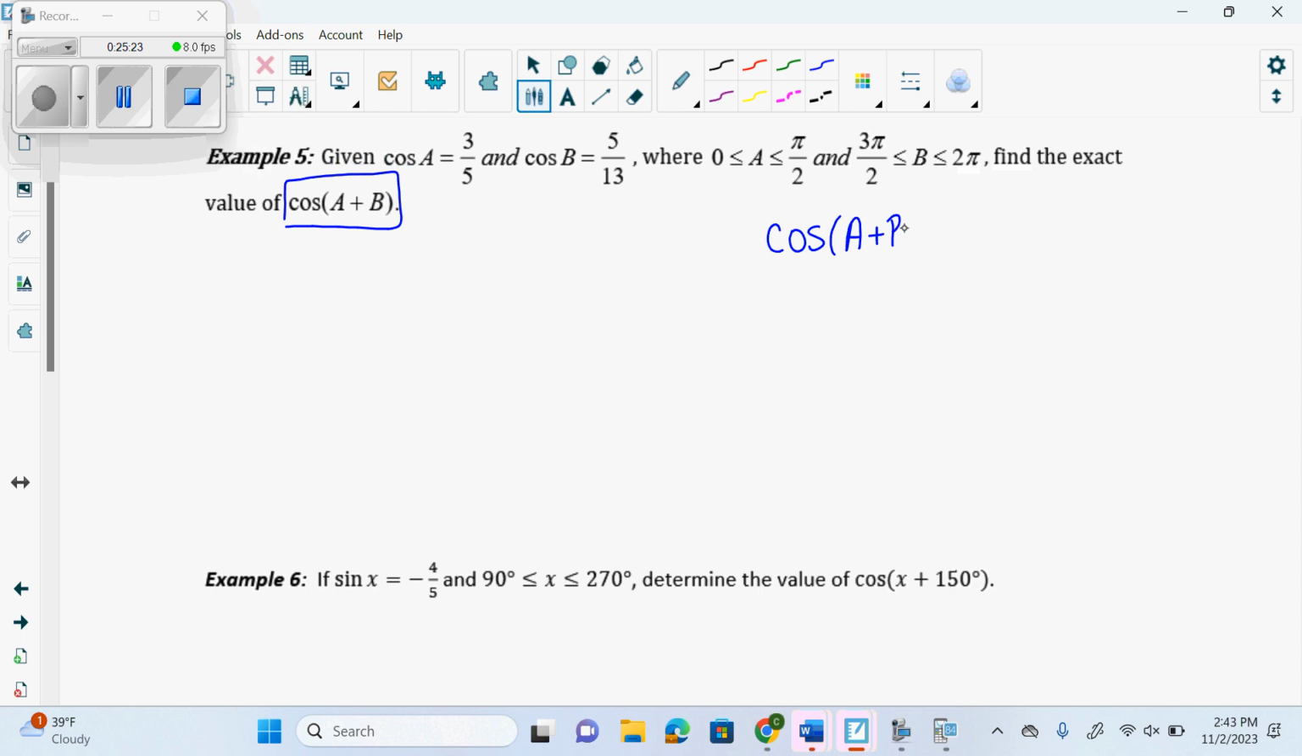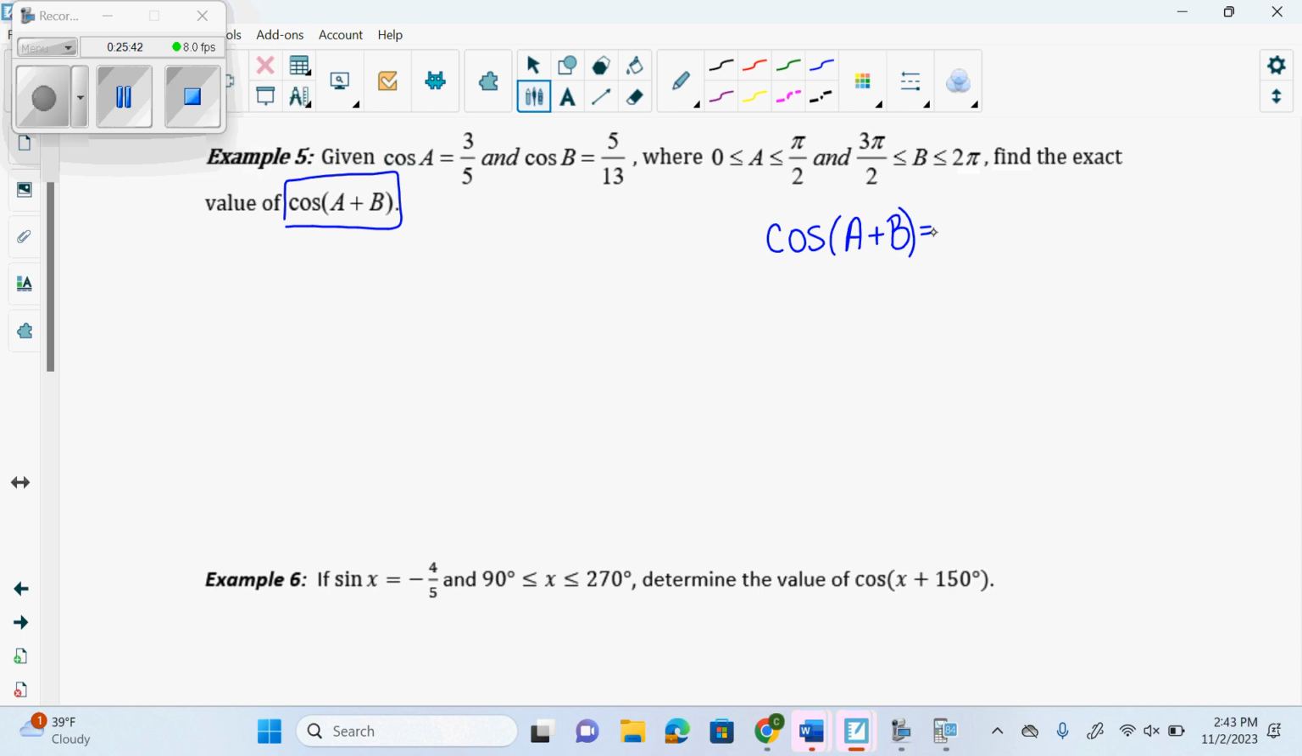Cos A plus B is not cos A plus cos B. We talked about this yesterday. What do I have to do when I see cos A plus B? What do I immediately have to do? Formula sheet. Go to my formula sheet. Do not distribute. Distribution does not work, right? Go to my formula sheet.